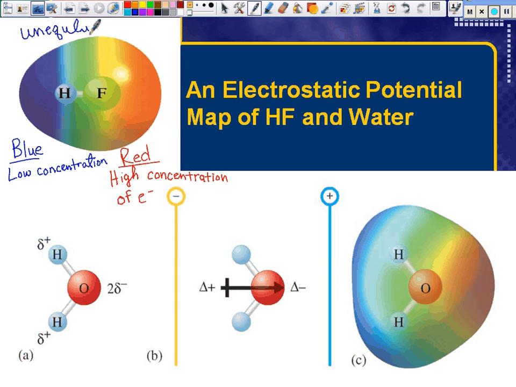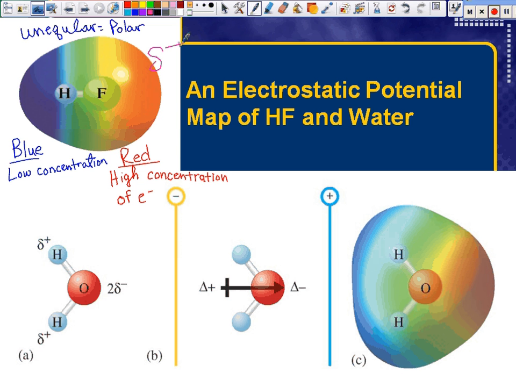Positive and negative. If the red is a high concentration of electrons and the blue is a low concentration, where would the partial negatives be? The red or the blue? The red. Why the red? Because that's where the electrons are located. Well, if the red is a partial negative, then what is the blue? Partial positive. Very good. And again, it's partially positive because the electrons are spending more time around the other end.